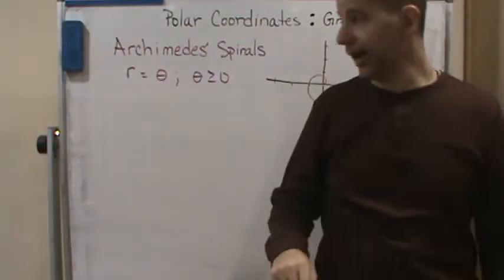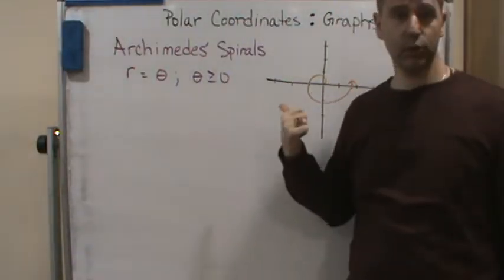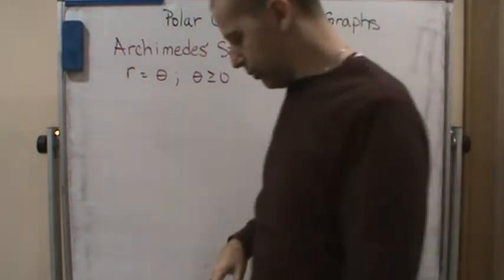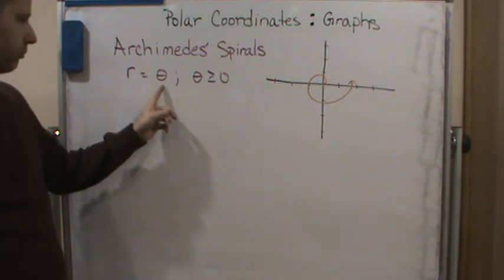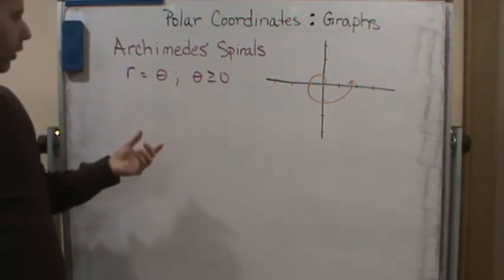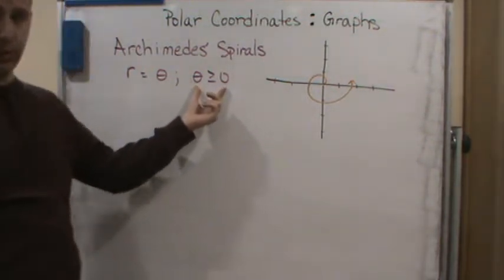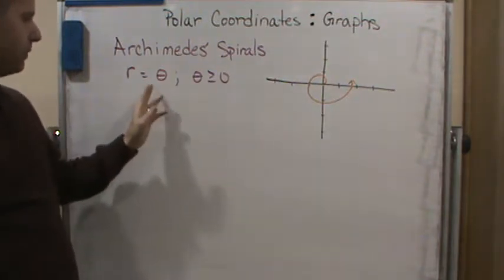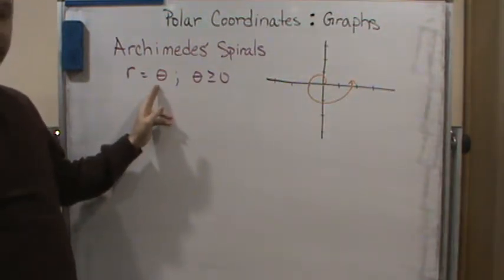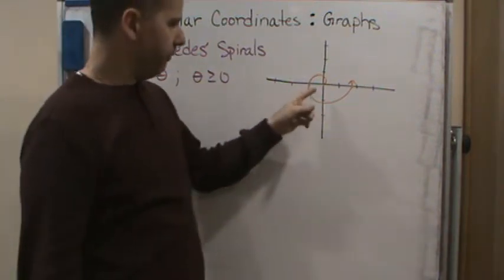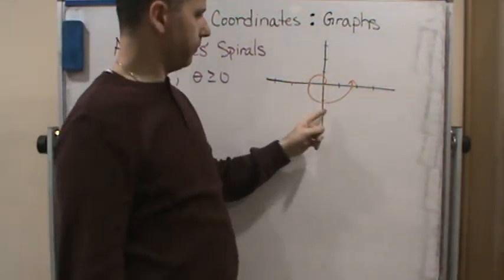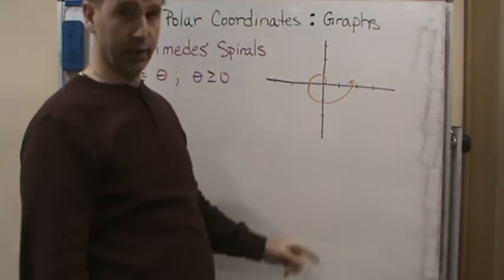Okay, so welcome back, and now we're going to talk about Archimedes spirals. Archimedes spirals are based on really just one thing, theta. Theta has to be greater than or equal to 0. What this means is, as theta increases, so does the radius. And so we get this everlasting spiral where it just keeps going and going without bound.